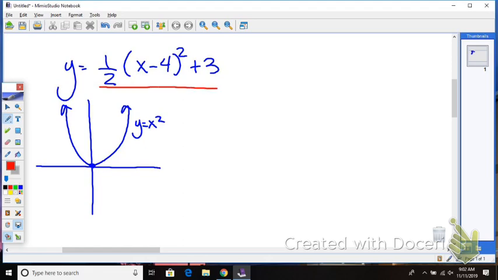So what does this minus 4 tell me? I'm going to move this vertex to the right. Right 4. And then what does the plus 3 tell us? Up 3. So we're going to take our vertex and we'll go right 4, up 3. So here's my new vertex. And then what does the 1/2 tell us?